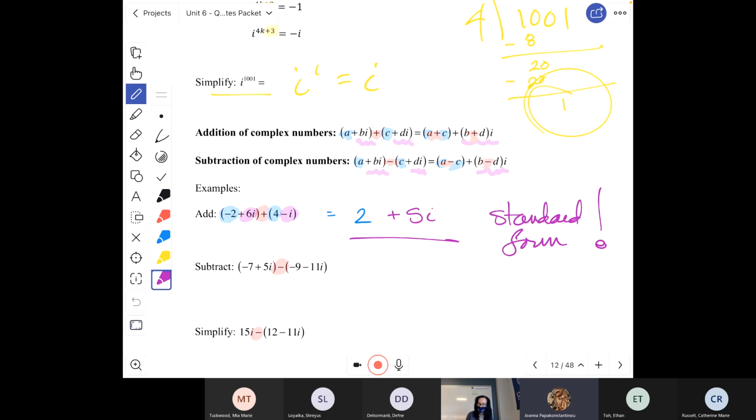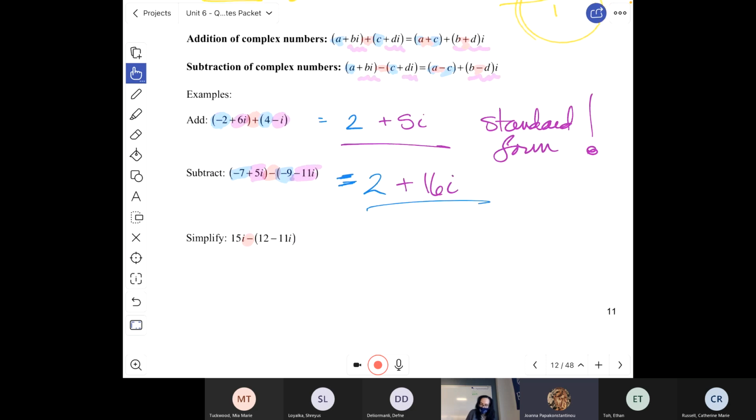Okay, let's look at the next one. Add the real parts, add the imaginary parts. Oh no, subtract. Subtract the real parts. So I have -7 minus -9, which gives me what? And then I have positive 5i minus a negative 11i gives me, so plus 16i. Make sure you write it in standard form. These aren't two separate numbers. That is one complex number with a real and imaginary part.